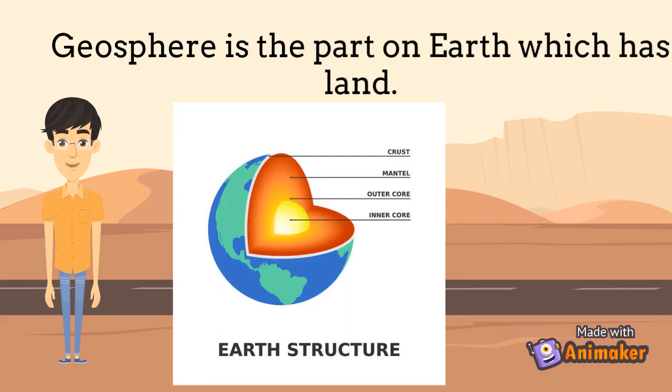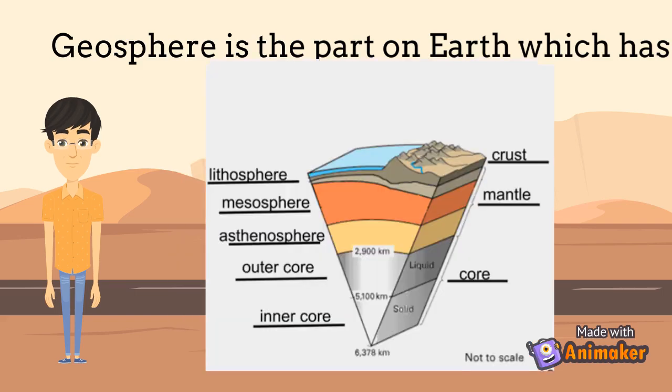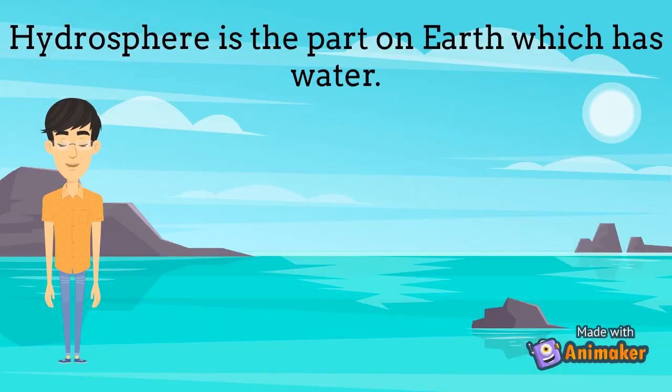The Geosphere also includes the thin layer of Earth which is the crust, the thick layer of mantle, and the outer core and inner core. Now I'm going to tell you the five physical layers of the geosphere, which are lithosphere, asthenosphere, mesosphere, outer core, and inner core.